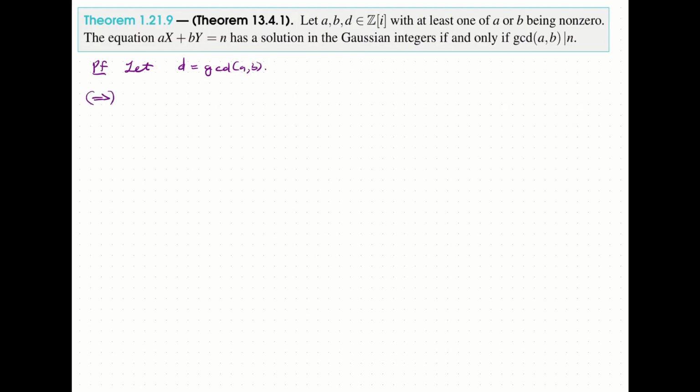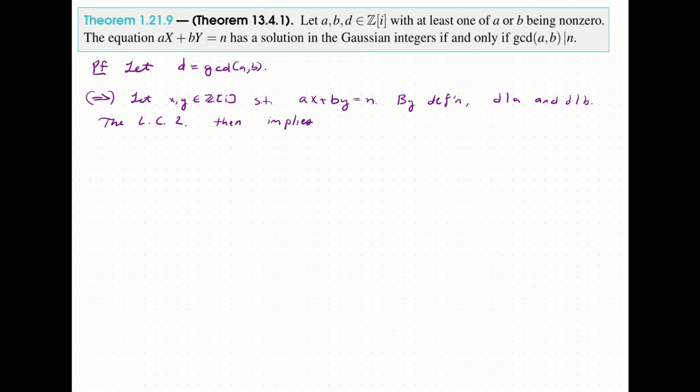Here we have that there is a solution to the linear Diophantine equation. So let x and y be Gaussian integers such that ax plus by equals n. By definition, we have that d divides a and d divides b. So by the linear combination lemma, this implies that d divides n. And that tells us the first part of the statement. So let's go ahead and do the converse.